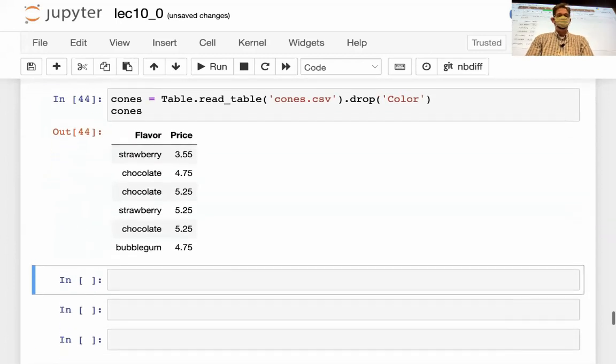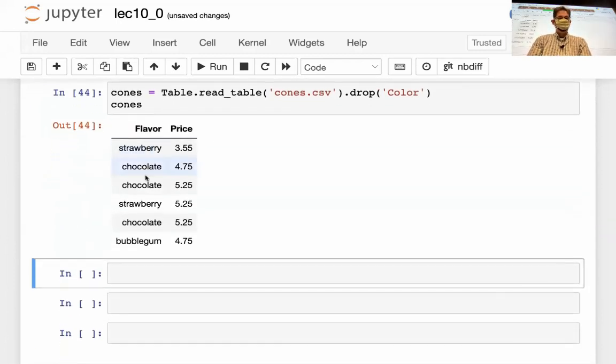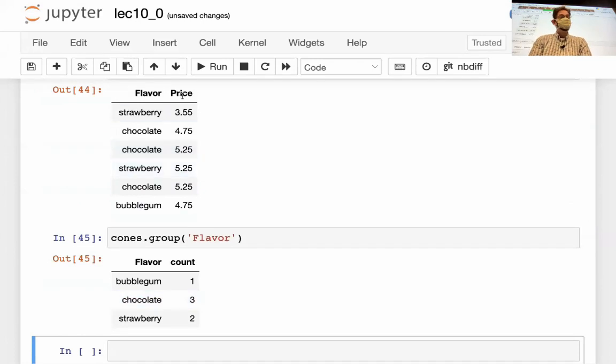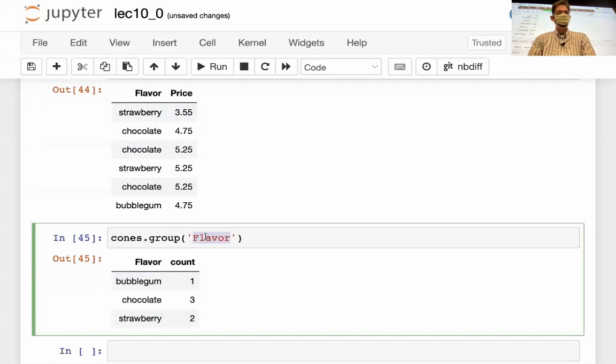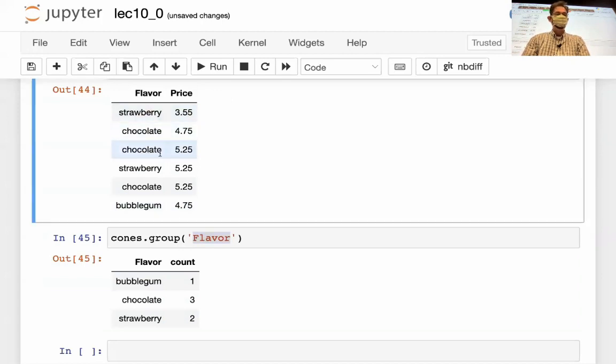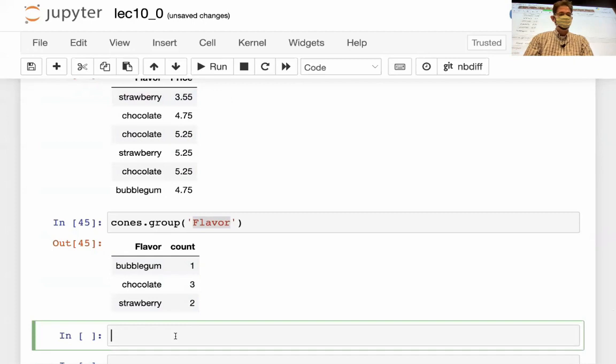This is a very boring table that you've seen before. There's a flavor, and some flavors are repeated, and there's a price. If you just write cones group by flavor, then it ignores the price entirely and just tells you the count of the number of rows. So an important property is that you get one row for each unique flavor, because we passed in flavor. And another property is that we've somehow lost the price. But sometimes you want to know something about the price of all the chocolate cones. And group lets you do that too.